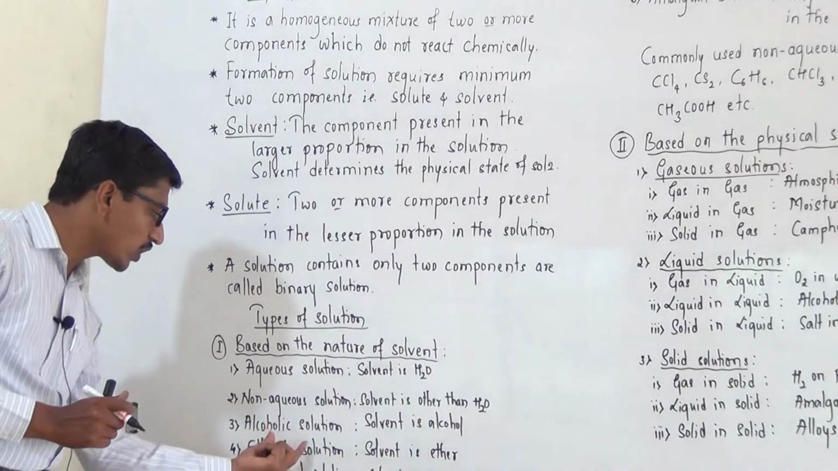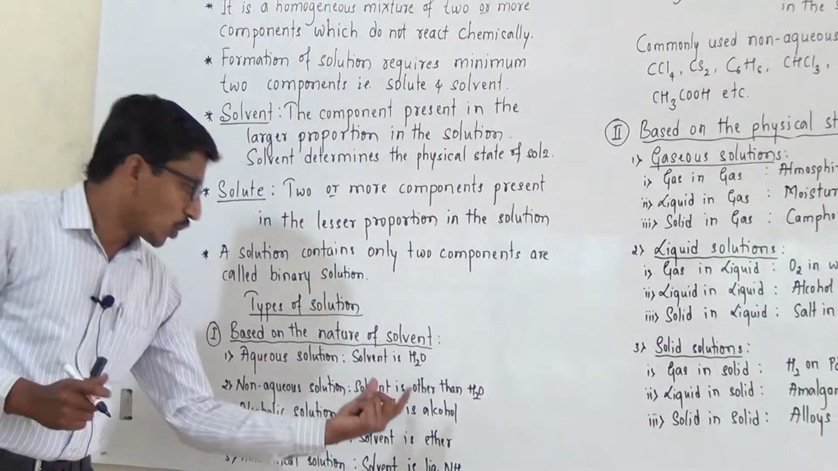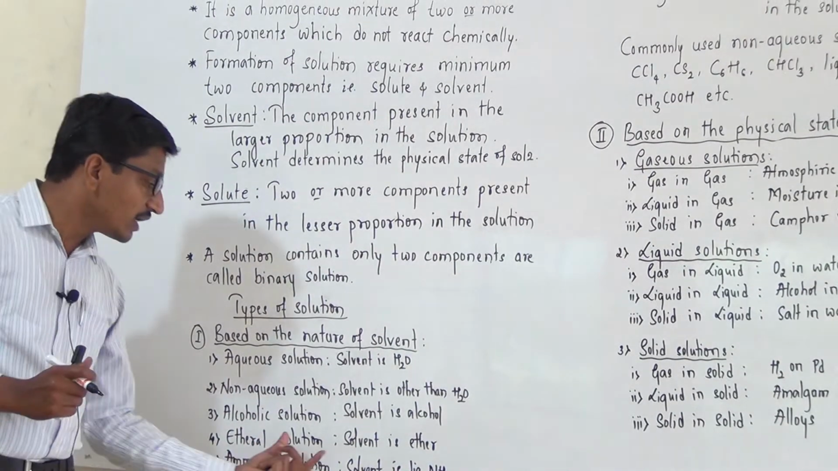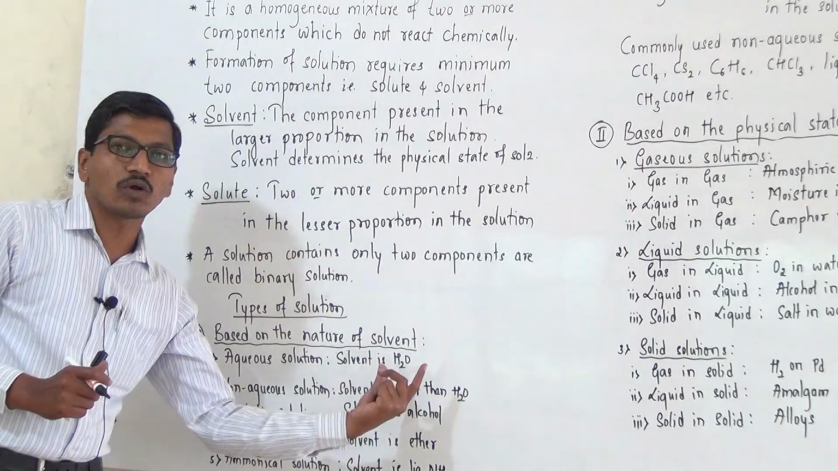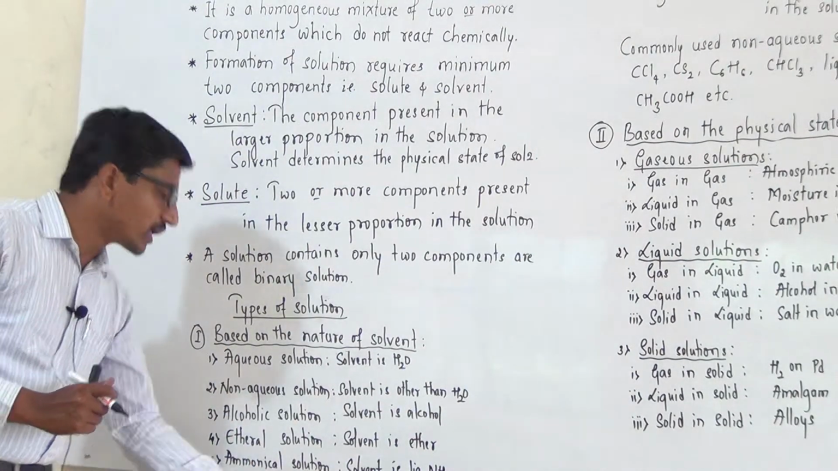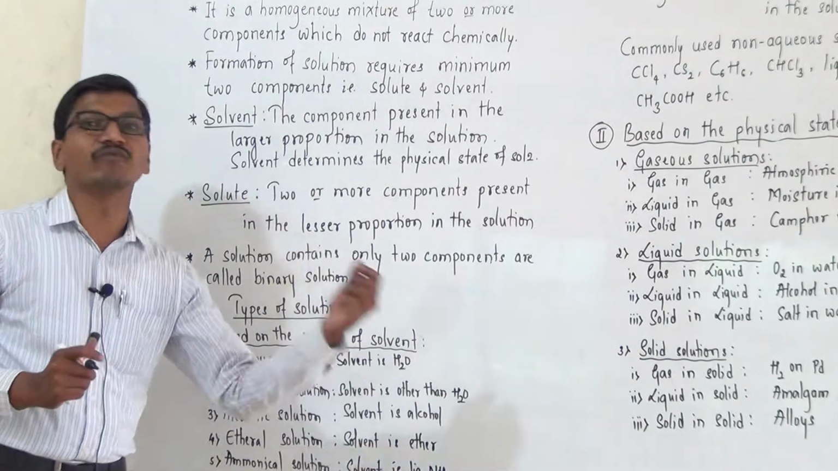Next is the alcoholic solution, where the solvent is alcohol. Fourth is the ethereal solution, where the solvent is ether. And fifth is the ammoniacal solution, where the solvent is liquid ammonia.